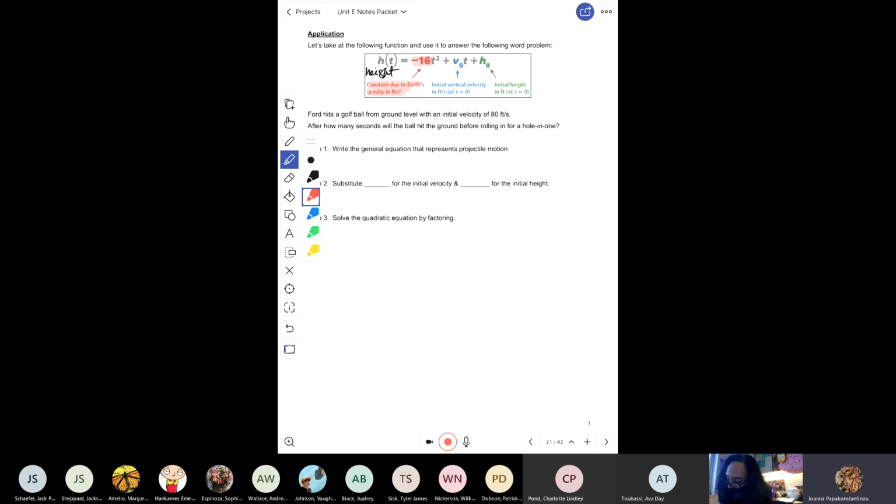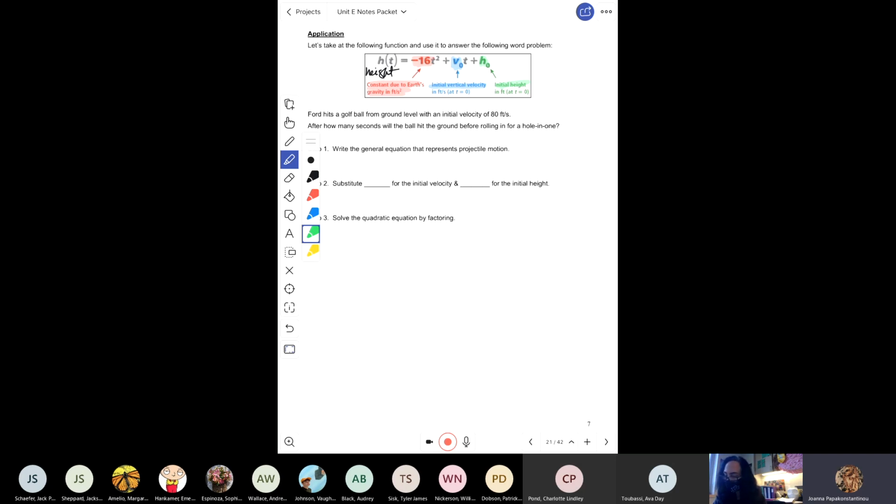Okay. This little V naught, V with a subscript of 0, means when time equals 0, my initial vertical velocity is that value. So V naught means V at time 0, V with a little subscript 0. It's very popular in physics, V naught. Okay, so that's your initial velocity. H naught, guess what, is your initial height, your height at time equals 0.